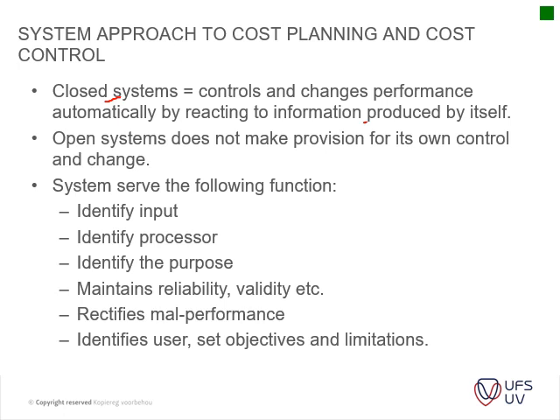Whereas open systems doesn't make provision for its own control. So usually when you start doing your cost estimation or planning in phase 3, it means that no proper cost information was generated in the first 2 phases, and then you basically start with an open blank way of looking at items. So your open systems doesn't make provision for internal control.